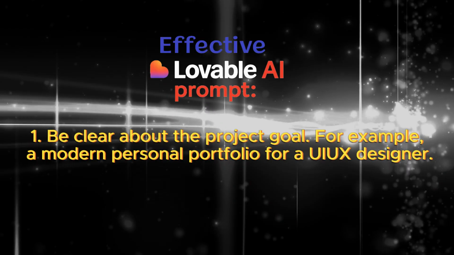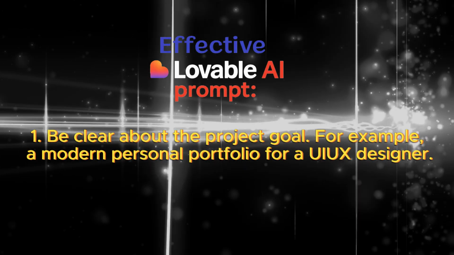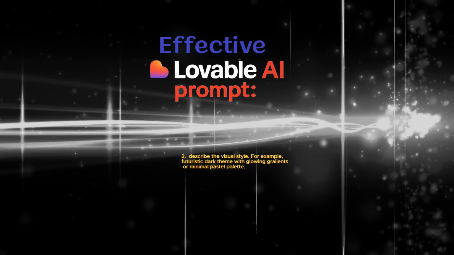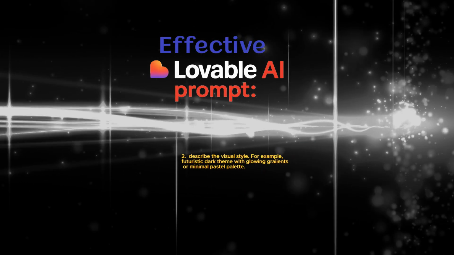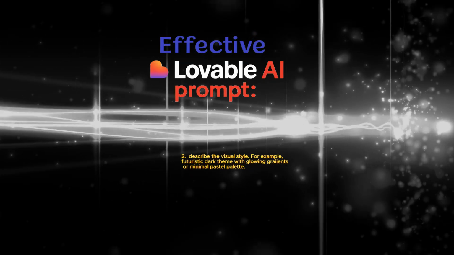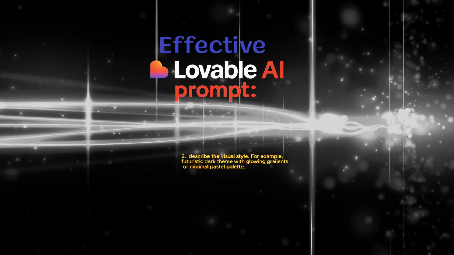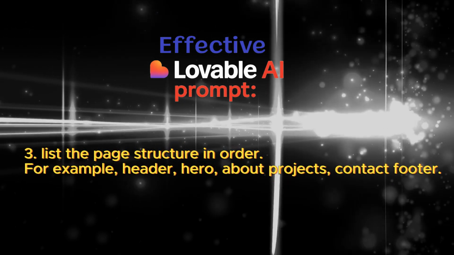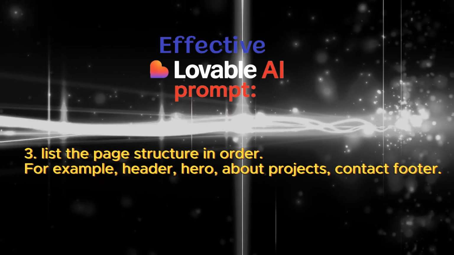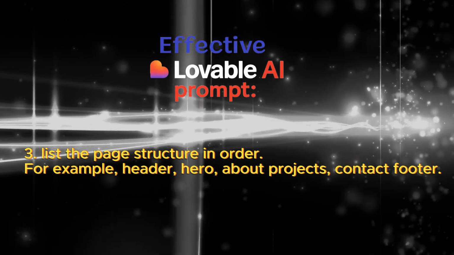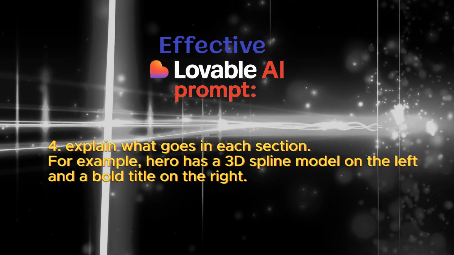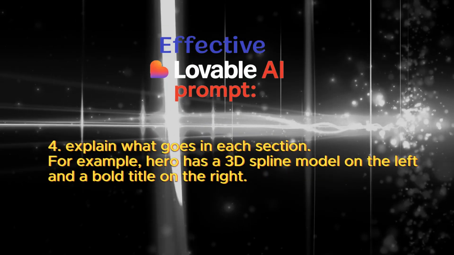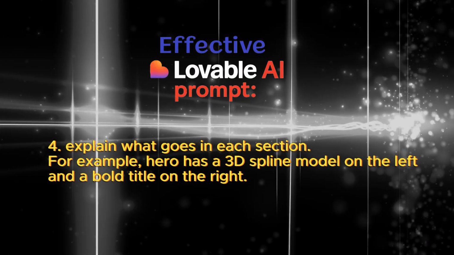1. Be clear about the project goal. For example, a modern personal portfolio for a UI/UX designer. 2. Describe the visual style. For example, futuristic dark theme with glowing gradients or minimal pastel palette. 3. List the page structure in order. For example, header, hero, about, projects, contact, footer. 4. Explain what goes in each section. For example, Hero has a 3D Spline model on the left and a bold title on the right.